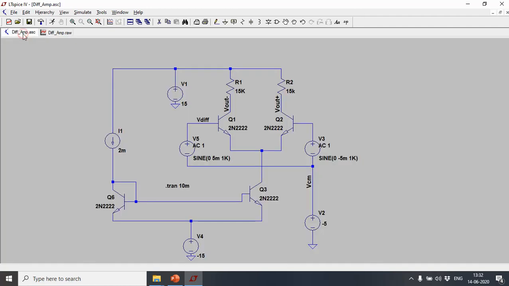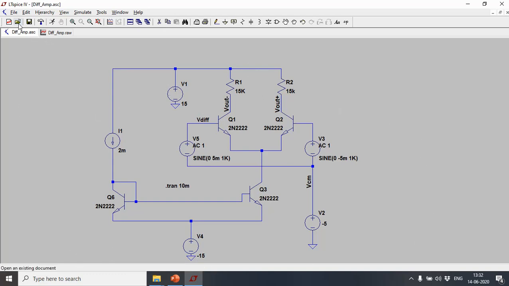So what is this differential amplifier? If I give the same phase signals, that is, if I give a common signal, it is not going to amplify. If I give a different signal, it is going to amplify. That is how a differential amplifier works.